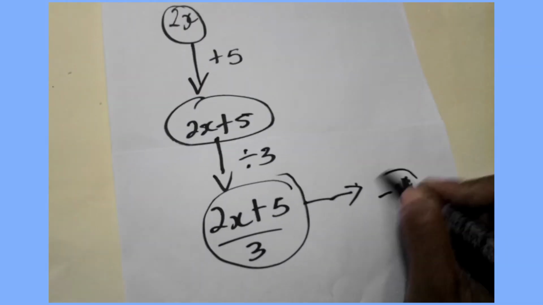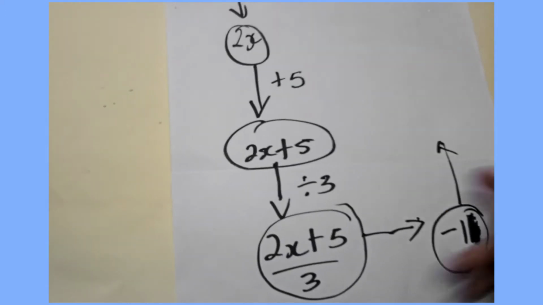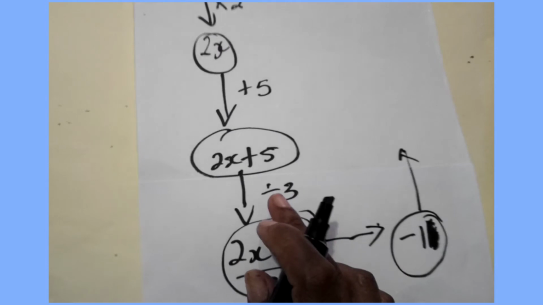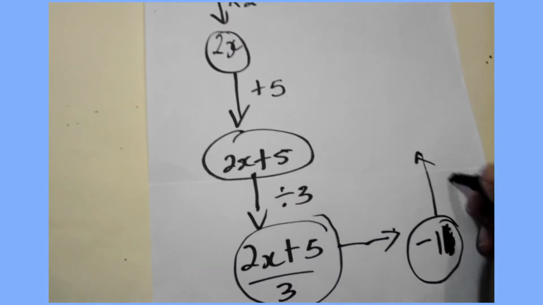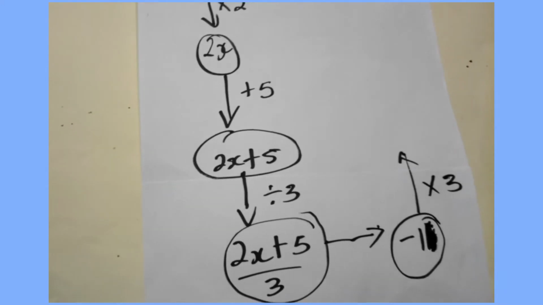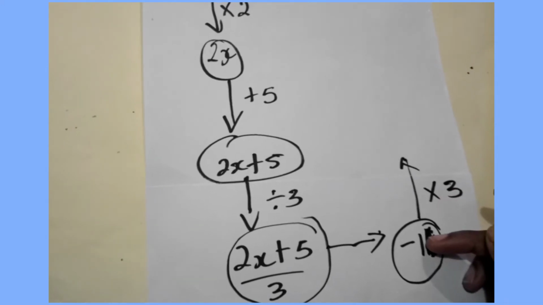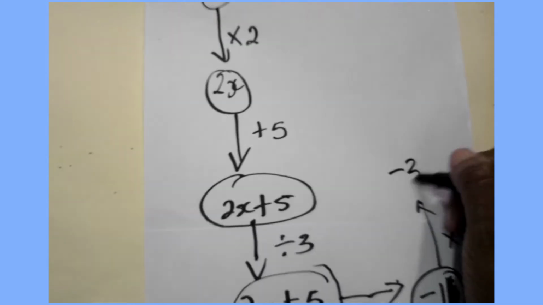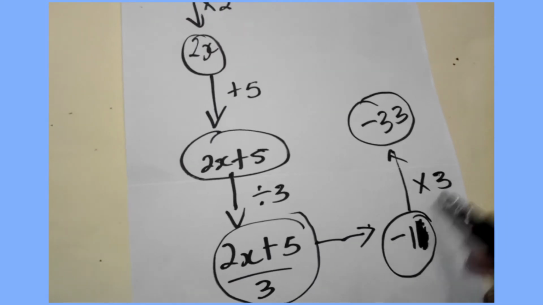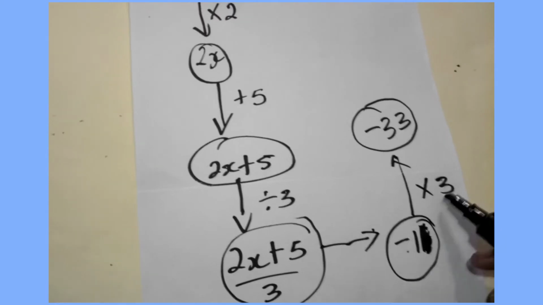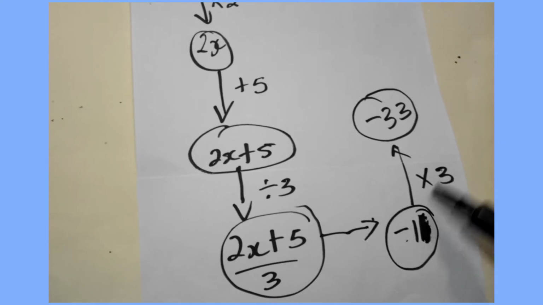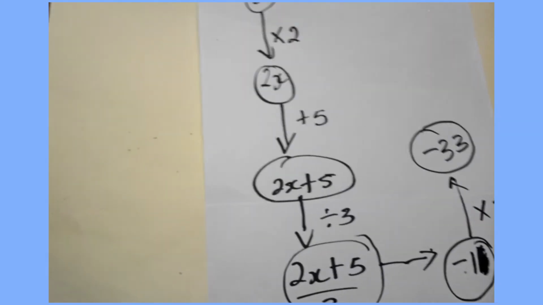Now as we go up, we do the opposite of what is over this side. So we have a dividing by 3 here. We will multiply, which is the opposite. So we get 3 times negative 11 gives us negative 33. Because remember, when you're multiplying and the numbers are not the same sign, you'll get a negative result.